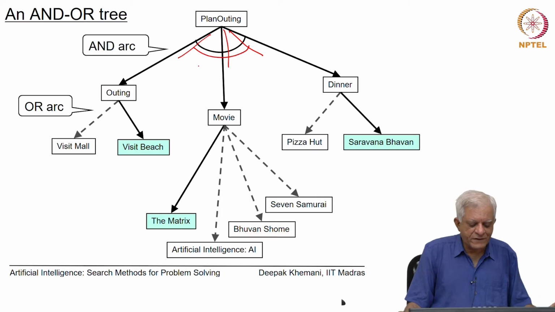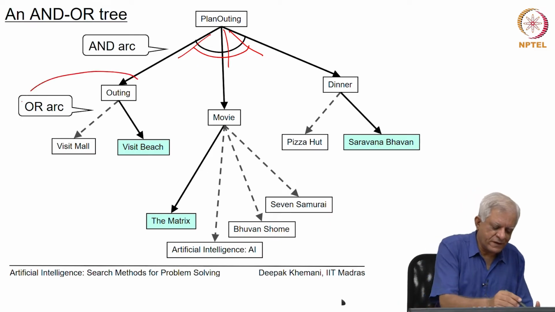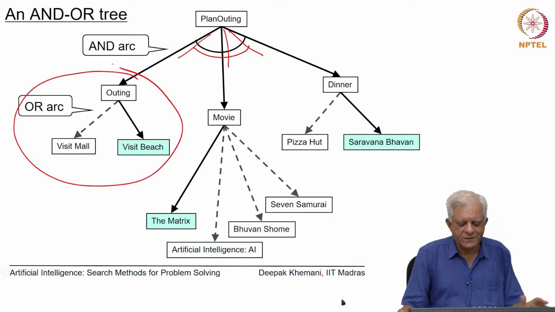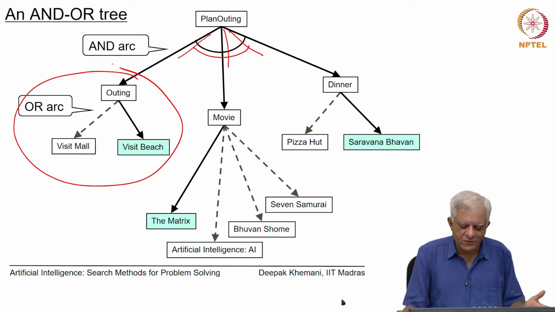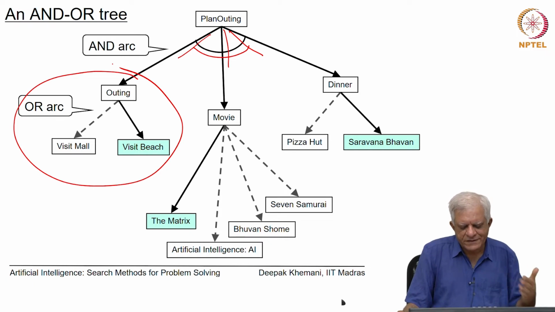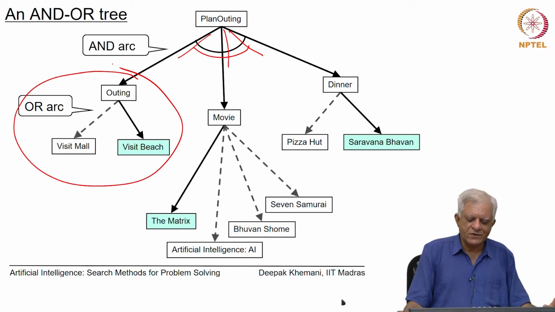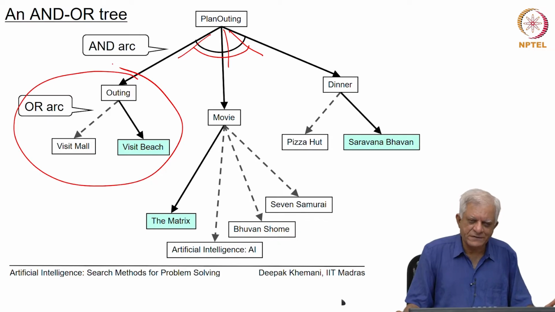And then at the next level, when you are talking about the evening activity, which is the outing, you have 2 choices, either you visit the mall or you visit the beach, and this problem of evening activity is completely separated from the other 2 problems, which is movie and dinner. So, likewise movie and dinner have their own choices and these are all choices. So, this kind of space that you are searching is called an AND OR tree, and if there are common activities, it can be called an AND OR graph. We will see an example where it is a graph and not a tree essentially.